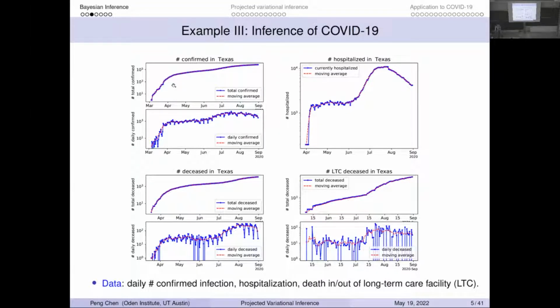On top is the accumulated number of confirmed cases, and the bottom is the daily number of confirmed cases. The number is very oscillatory, so we do a sort of moving average. The oscillation is due to, for instance, misreporting or delays in reporting. Not only that, but we also have data on the number of hospitalized cases, and the number of deceased cases, both total and daily. In addition, we have the deceased cases in long-term care facilities, including nursing homes. So these are the data that we were able to gather.